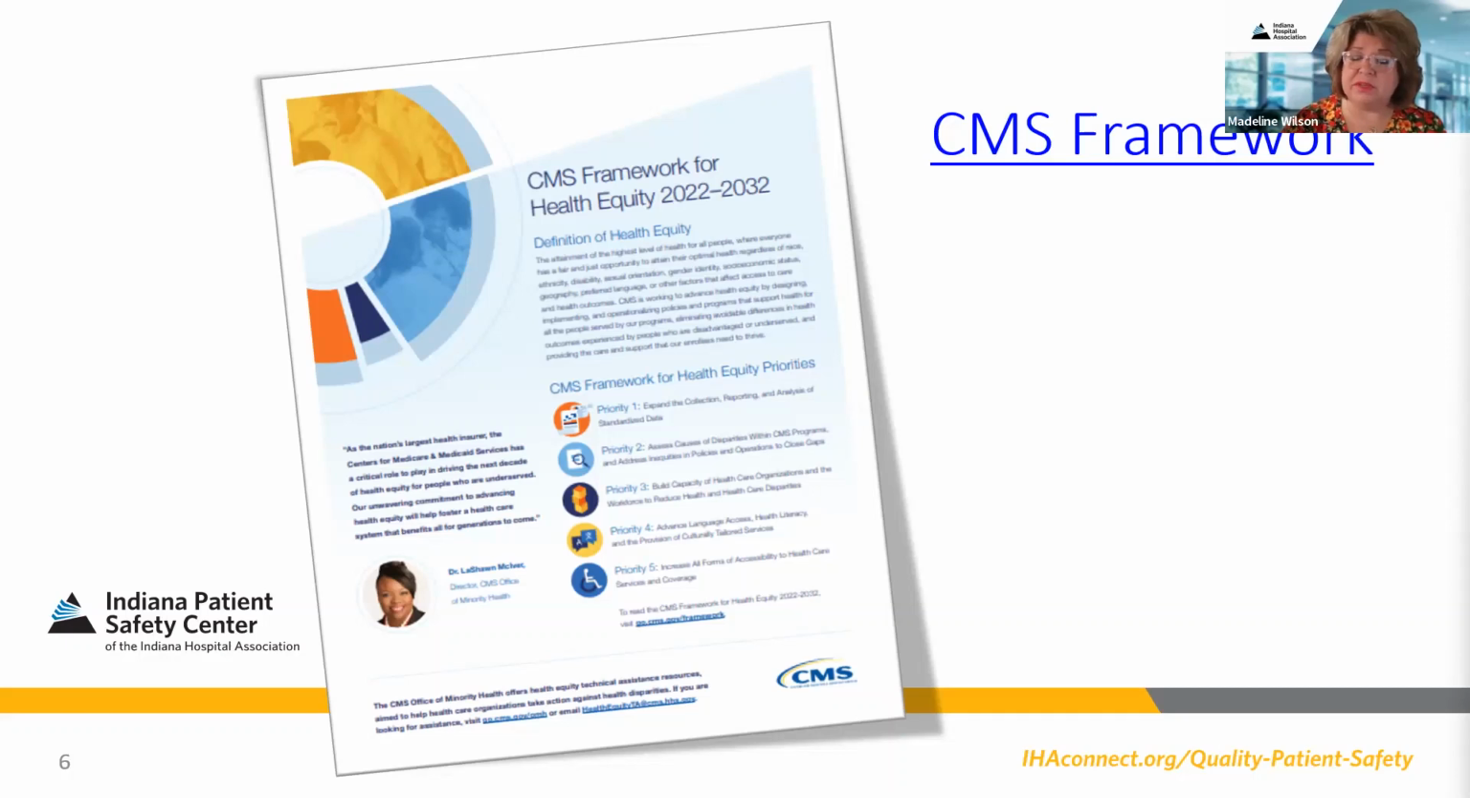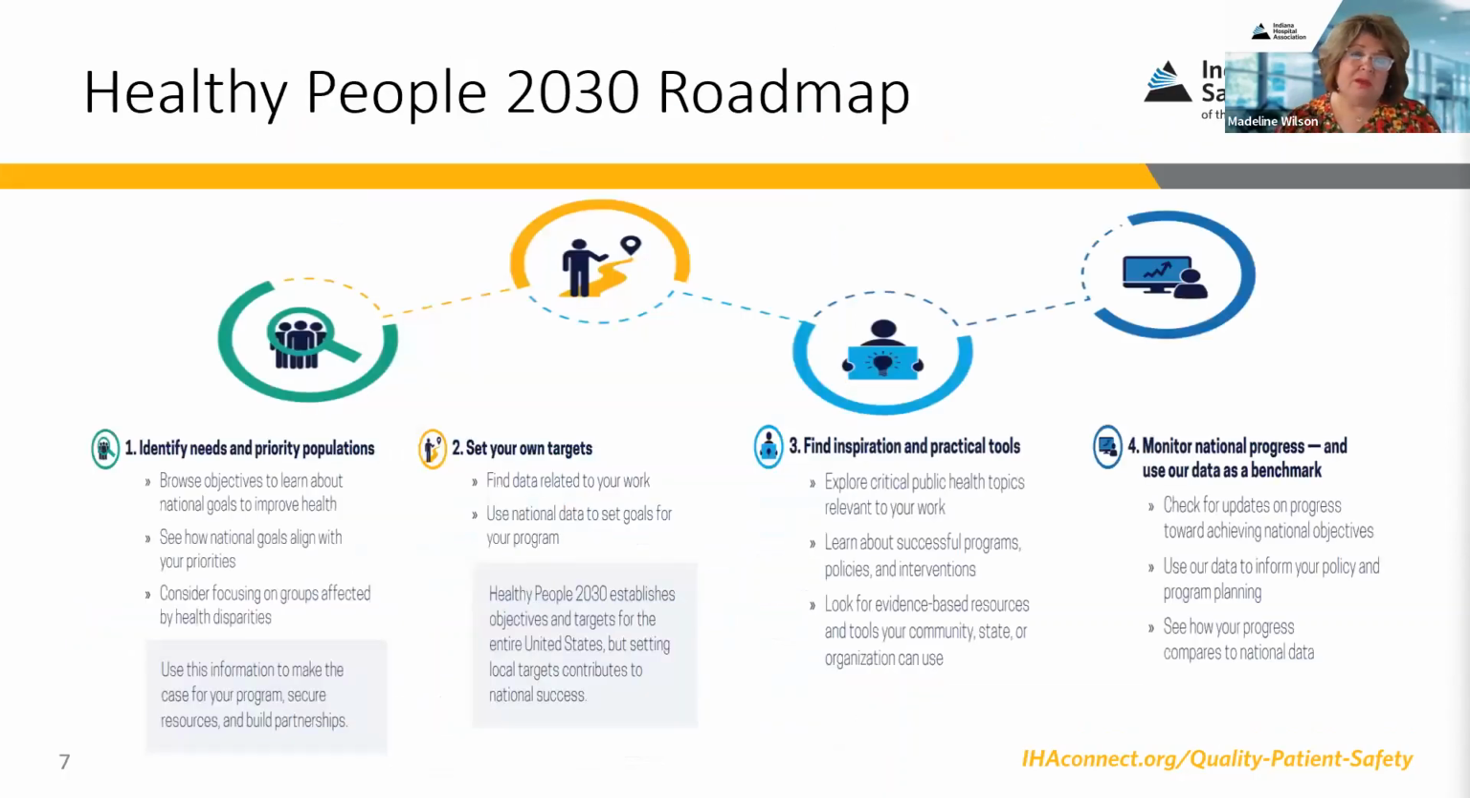So with all this being said, this is not the work of the future, but it's the work of right now. But the SIP hospitals that have been doing this work for the last 3.5 years, they went back to the future and began doing this work about 3 years ago. Using the Healthy People 2030 roadmap, we designed the Special Innovation Project around the steps of this roadmap that you see here. First, to identify the needs and priority population, community health needs assessment. Second, to set hospital targets individually and as a group. Third, to find inspiration and practical tools. And fourth, to monitor the progress using statewide and national benchmarks for Z codes.